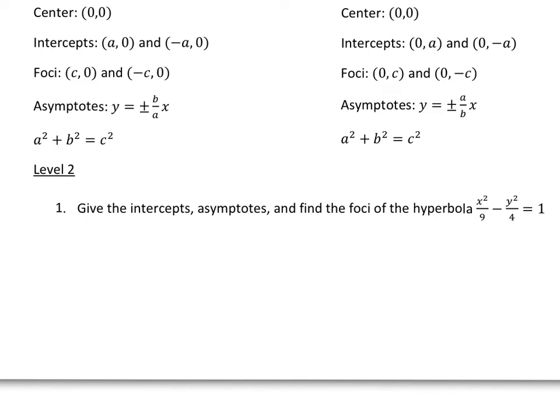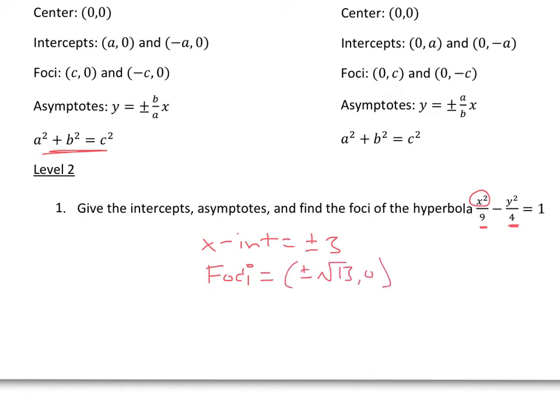Now, the intercepts we know right away because the x comes first that it's x-intercepts. And the x-intercepts are just the plus or minus square root of the constant below it, which is plus or minus 3. Now from there, the foci. In order to calculate the foci, we need to use our equation, a squared plus b squared equals c squared. Okay, so we've got a squared and b squared. So c squared is 13. So we know that this is plus or minus root 13, 0.